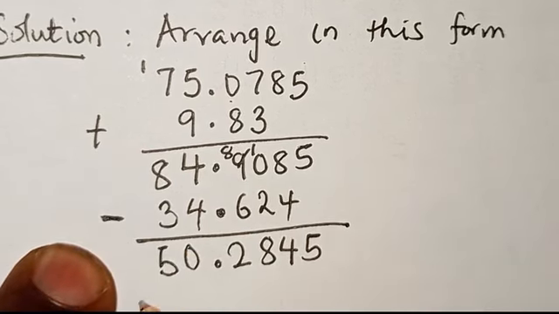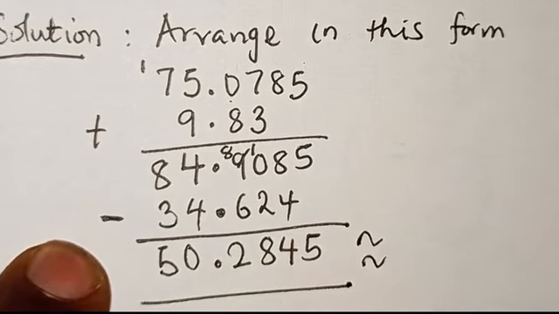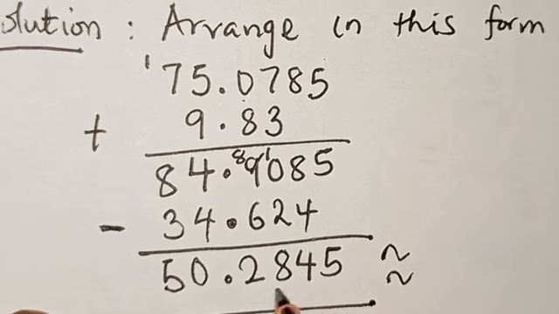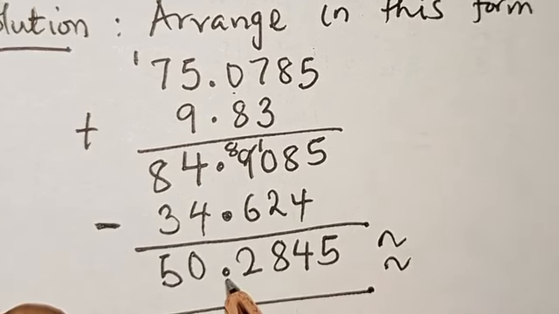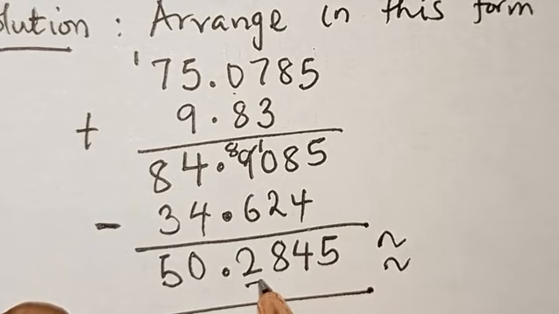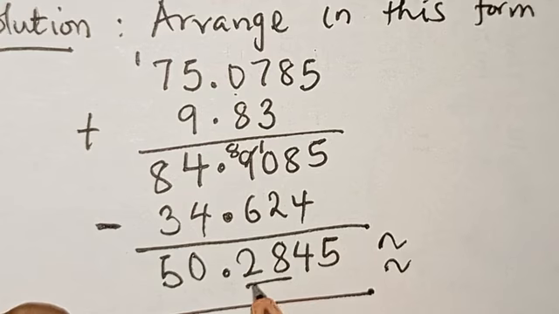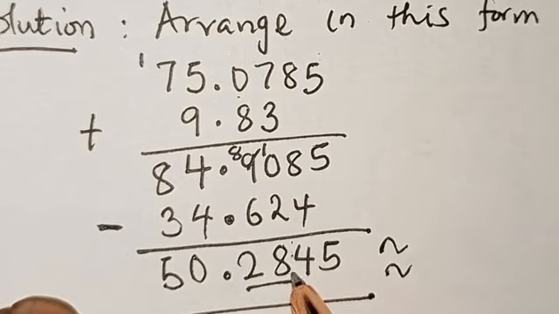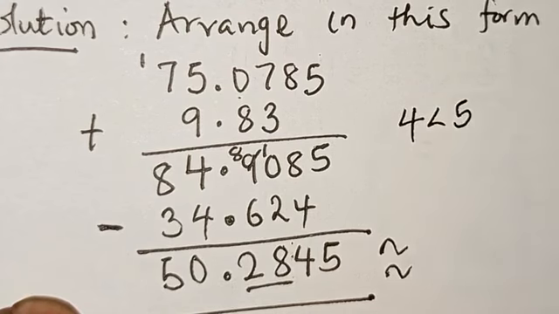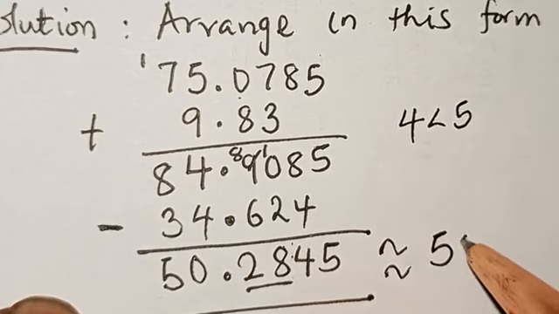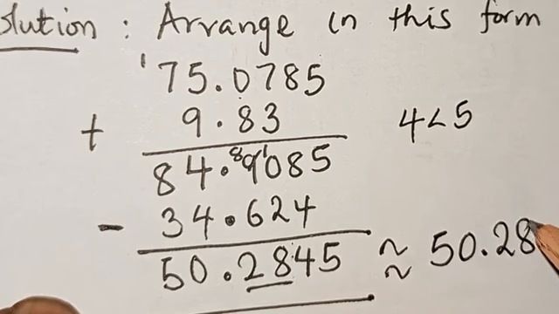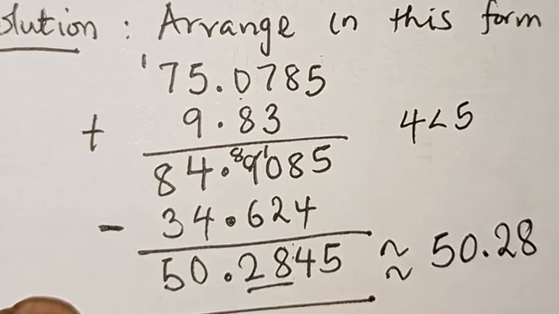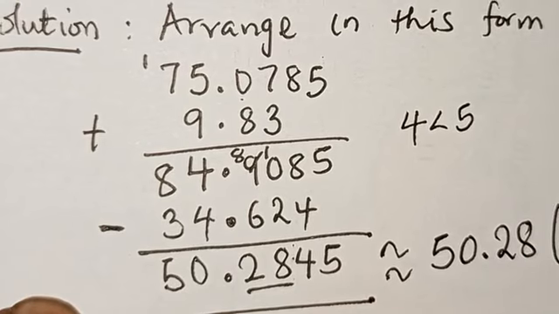So we have that. Now the question said we should approximate to two decimal places. Checking two decimal places, it means after this decimal point, we want to see two digits. So therefore 2, 8. We stopped at 2, 8. But looking at the next digit after this 8, you see up to 5. You can see 4 is less than 5. So definitely we are going to stop at 8. This is going to be 50.28, to two decimal places.